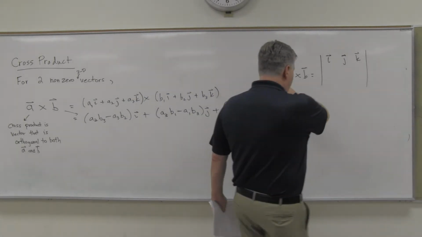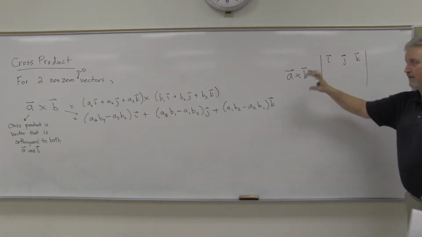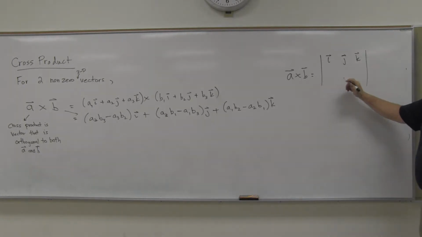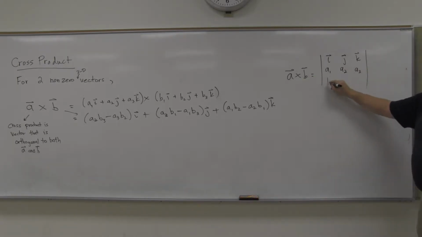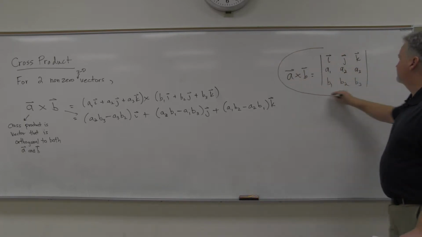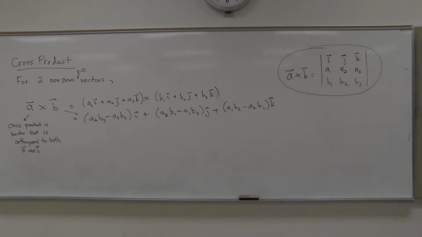And then the other two rows are the components of our two cross product values. So that's A1, A2, A3, the components of A, and then B1, B2, B3, the components of B. Then you don't have to remember that formula, because you can just do the determinant. Just remember how to do a determinant, which to me is easier to remember. This is how I remember how to do it.